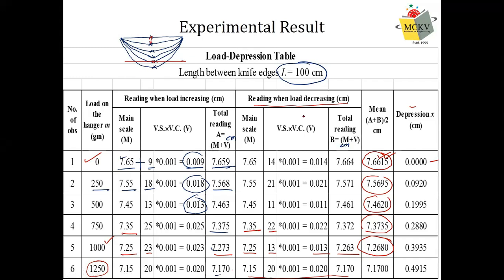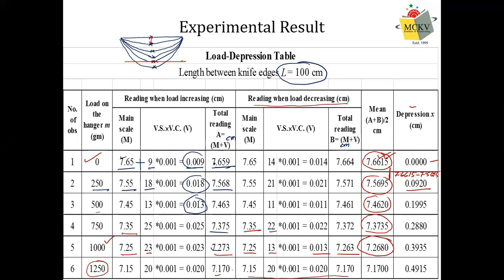Then for 250 grams, what? This is the amount of depression. So how will you measure the depression? This depression is the separation between these two positions. So this is nothing but 7.6615. That is the first position, under no load condition, and the position when the first load is applied, that means 7.5695. That means between these two. So if we find out that separation, that gives us 0.092 centimeter. So that is the depression for the first load.